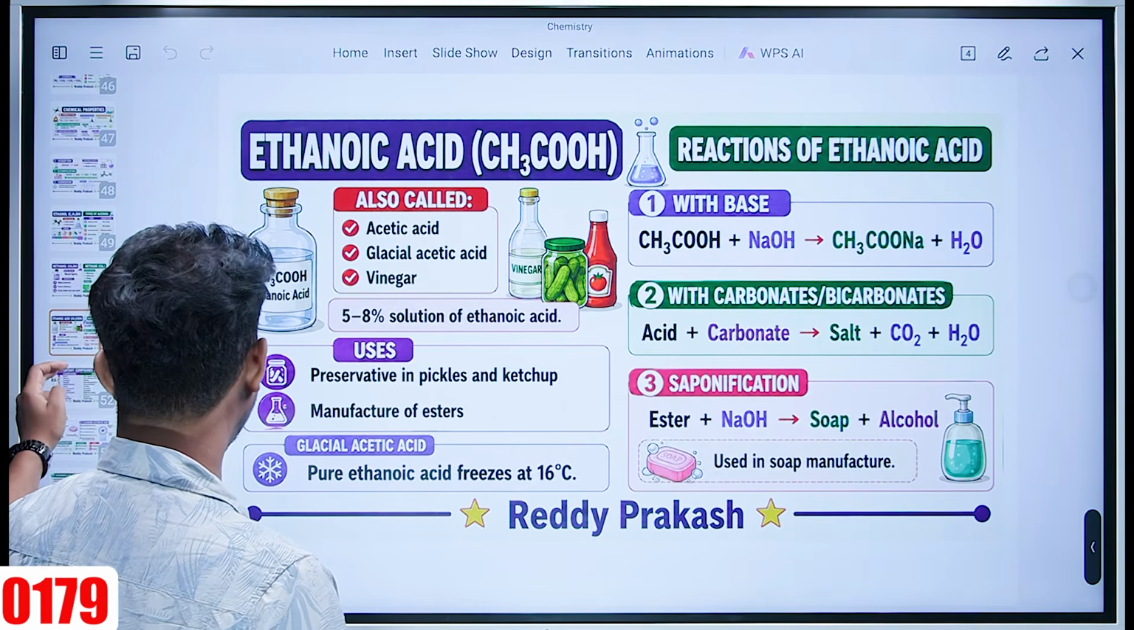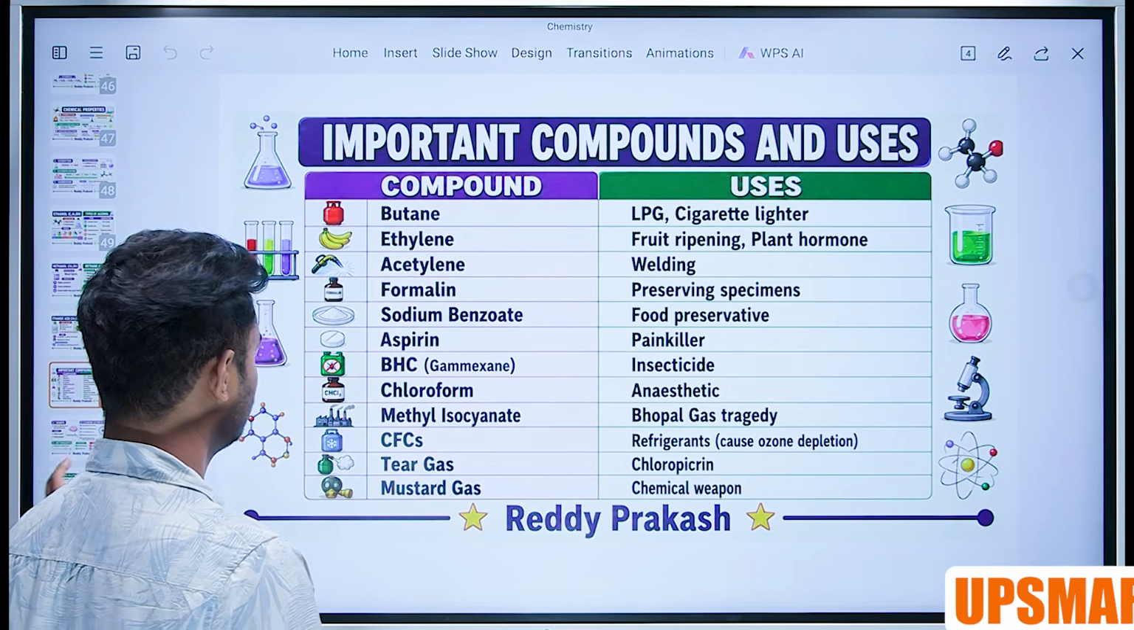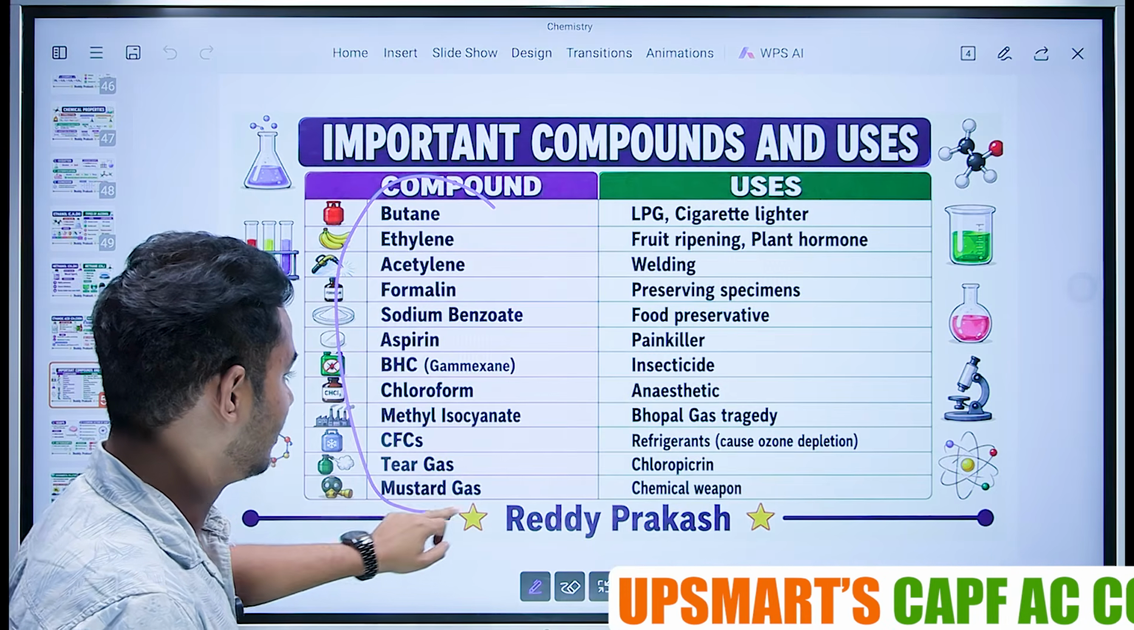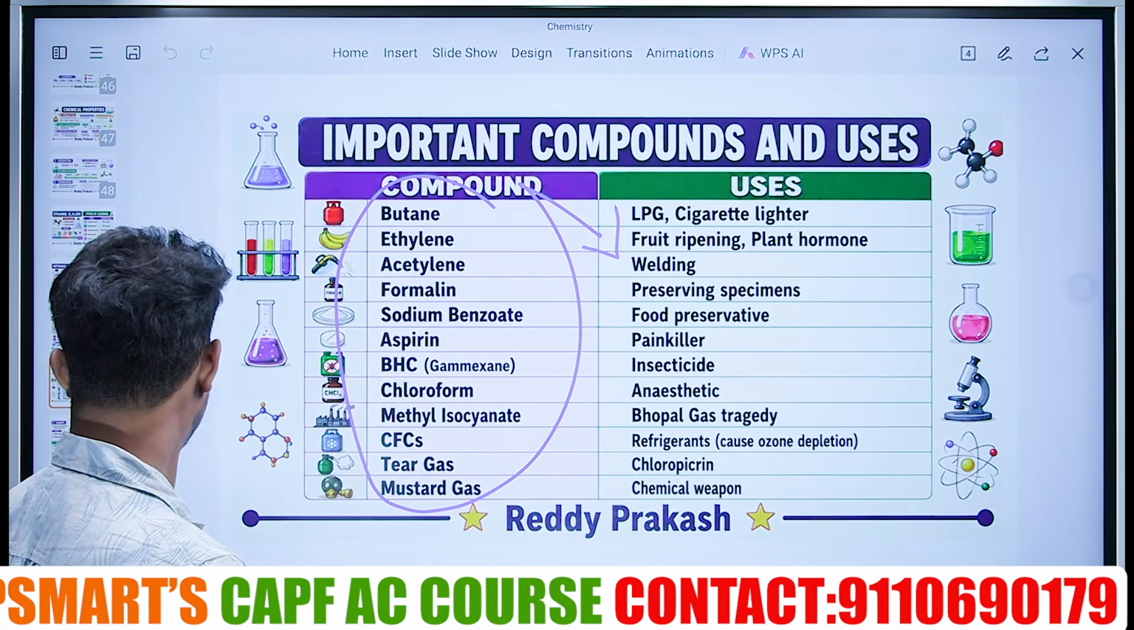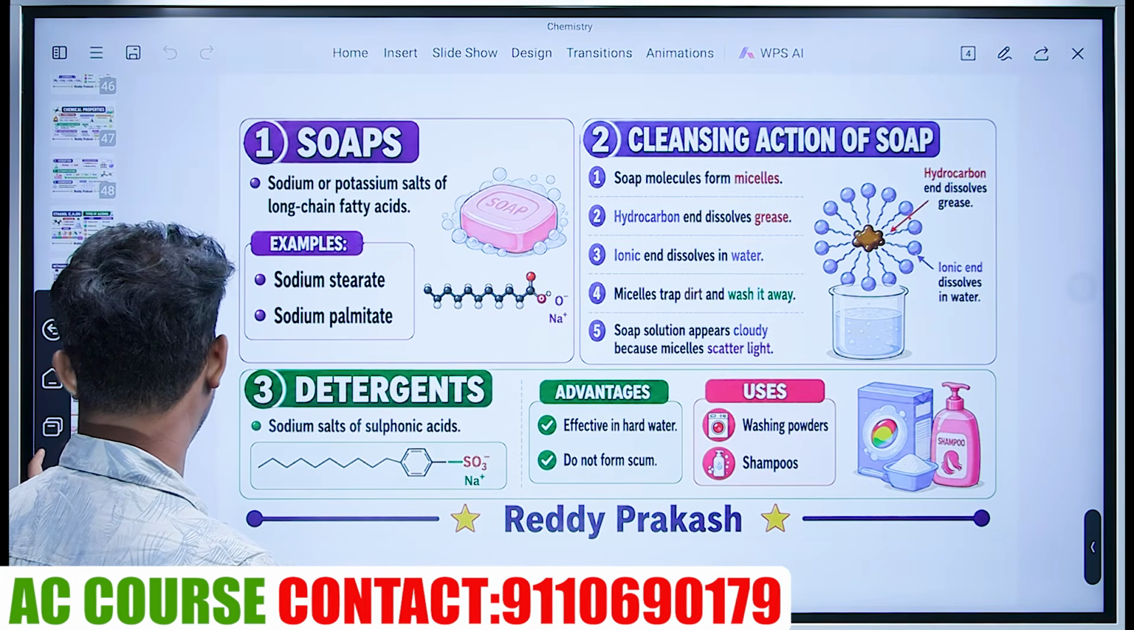Next are important compounds and uses, which I will not explain. You should study these compounds and where they're used. Easy only, you can study by yourself. Okay. Next are soaps and their properties.